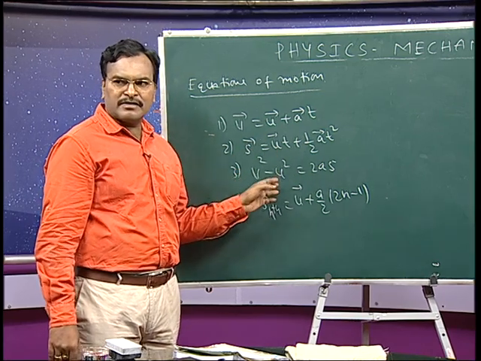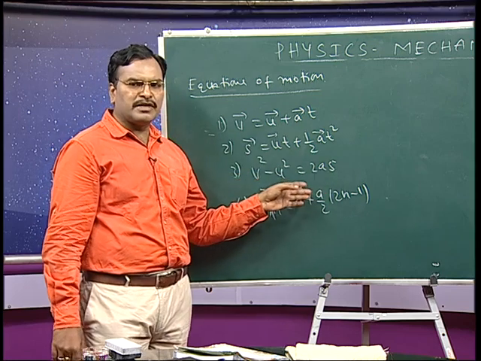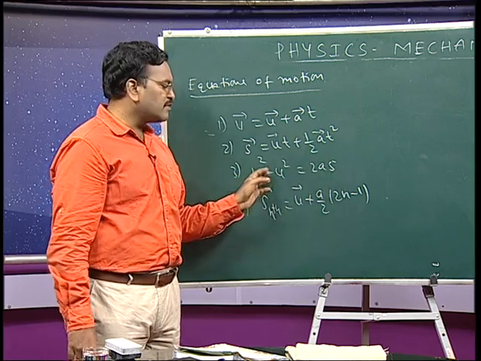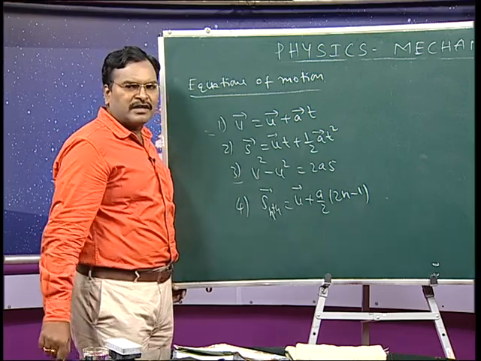If you know initial velocity, final velocity, and acceleration, we calculate displacement. Displacement is equal to what? V square minus U square by 2A. How do we calculate acceleration? V square minus U square by 2S. In the absence of time, we are using the third equation of motion.